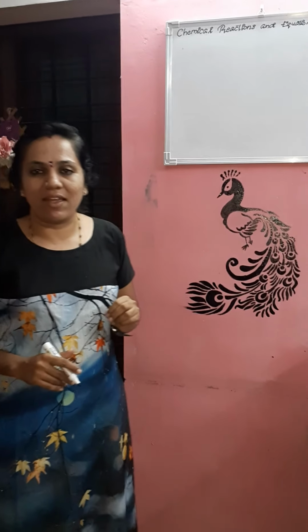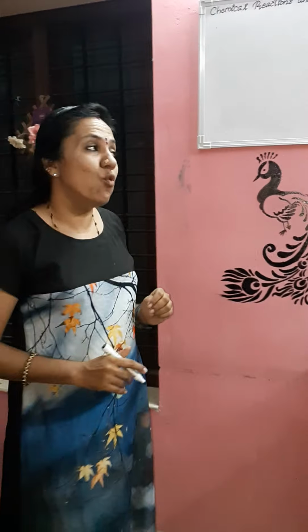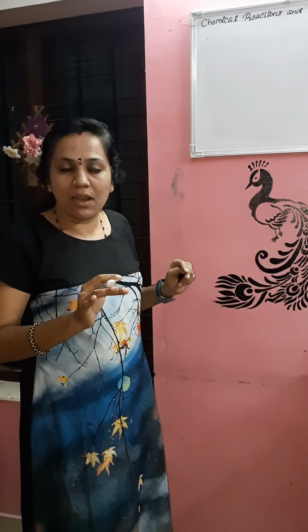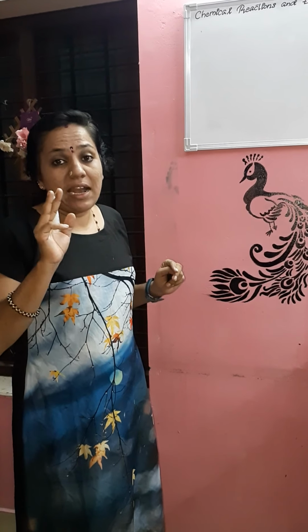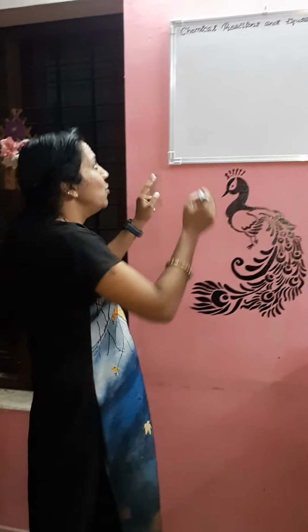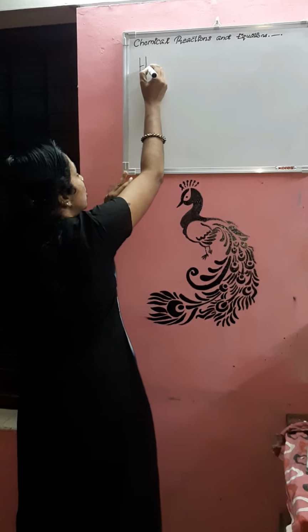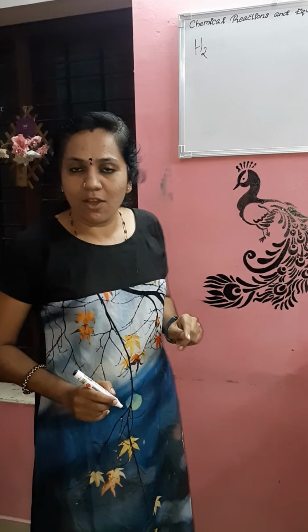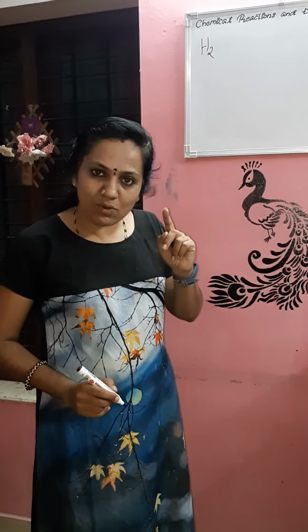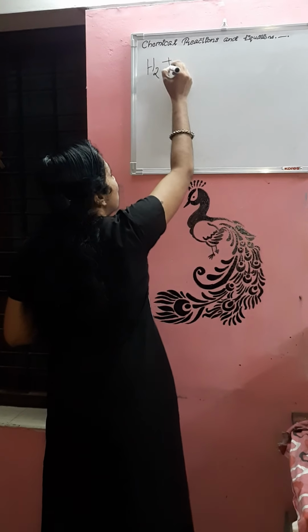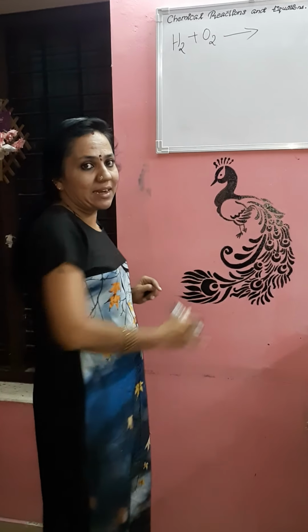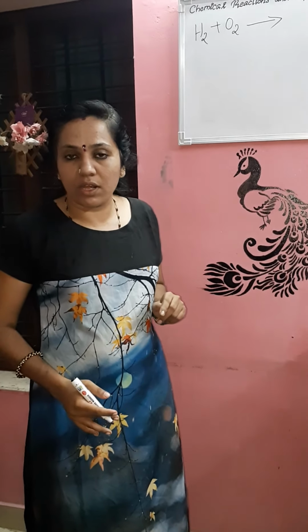Consider any chemical reaction, for example reaction of hydrogen and oxygen to form water. How will you write hydrogen? Hydrogen is a non-metal. Majority of the non-metals are diatomic in nature. So you will write hydrogen as H2 plus oxygen. How will you write oxygen? Oxygen is also a non-metal. It is also diatomic. So H2 plus O2 giving. These two are the reactants. And what is the product? Water.